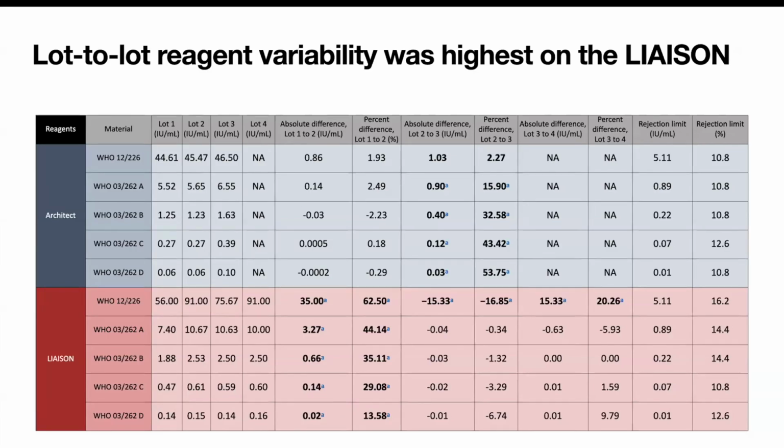If you take that third WHO international standard that comes in at 47.3, and you run it from one lot, recalibrate, run the next lot, recalibrate, run the next lot, you're seeing that value move from 56 to 91 to 75 to 91. And so you're seeing a reasonably high lot-to-lot difference at that third international standard. Now, on the calibrators for the second international standard that's diluted, you see a much more limited lot-to-lot variation. And we saw a little bit on the Architect, but this was more of an issue we've seen with our testing on the Liaison. So we wanted to call that out.